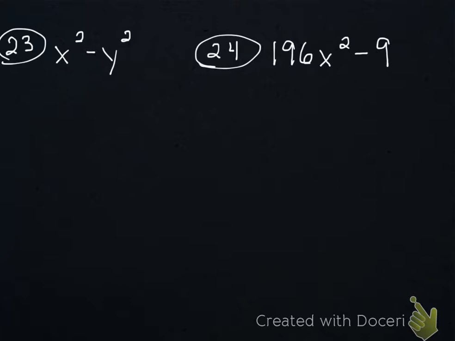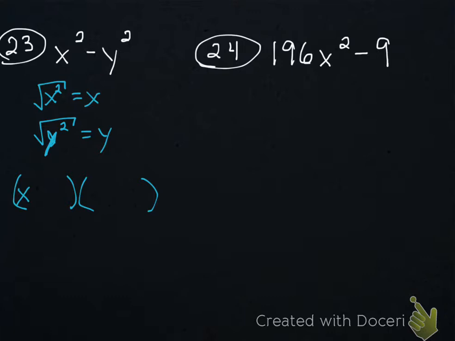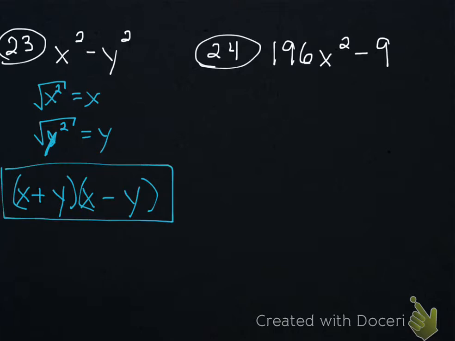Number 23 is also a difference of squares. The square root of x squared is x. The square root of y squared is y. So my binomials, put your parentheses. The x squared's first, so my x's go in front. Y squared second, so y's go at the end. Opposite signs. One is plus, one is minus. The solution is x plus y, x minus y. 24 is the same thing.